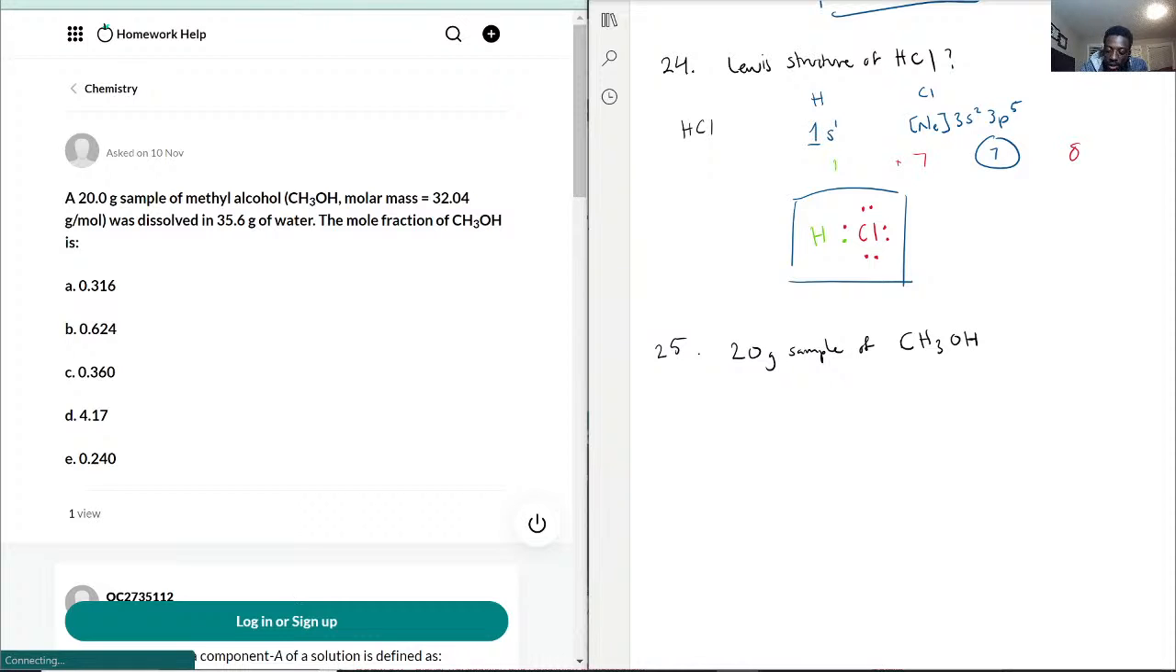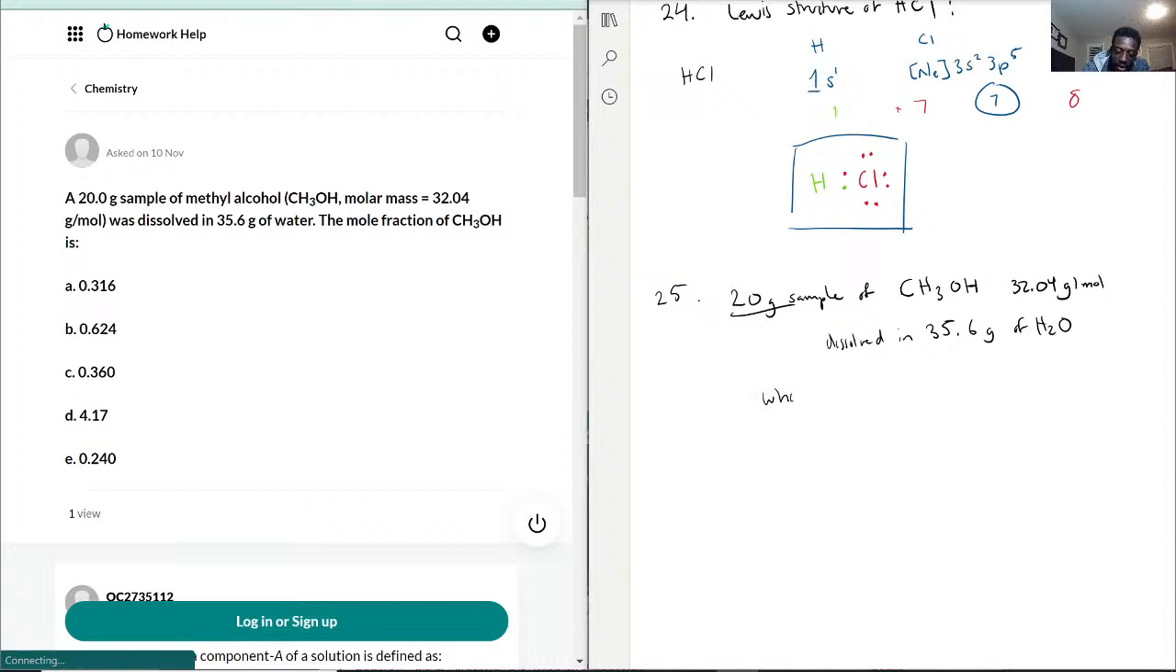We're not going to actually find it based on the periodic table, because that would just throw things off. So molar mass is 32.04 grams per mole. We're going to use what's given to us. Was dissolved in 35.6 grams of water. In 35.6 grams of H2O. What is the mole fraction?